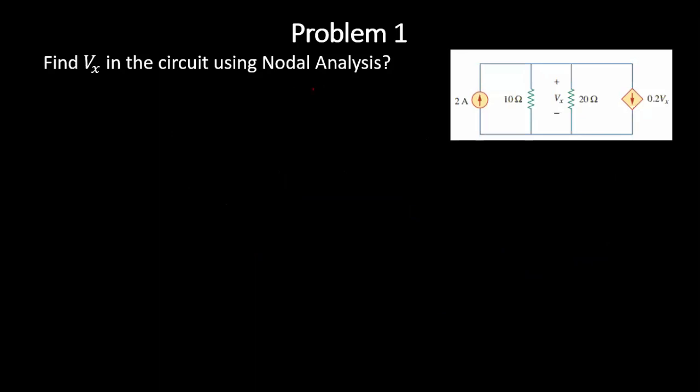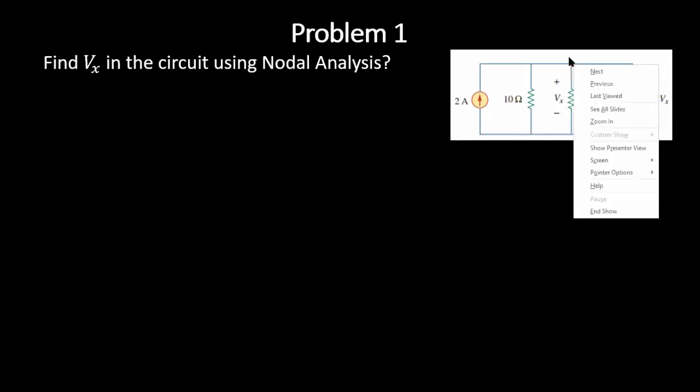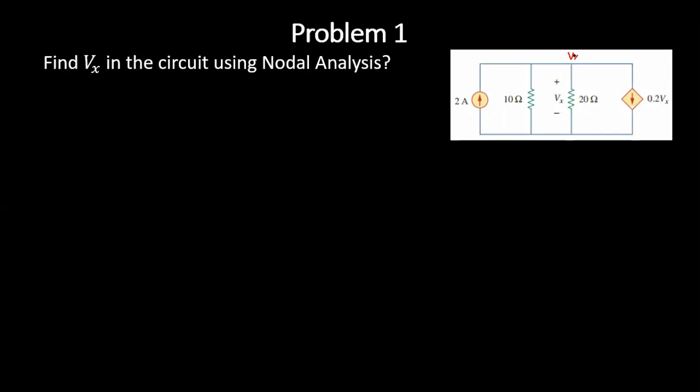Suppose in the first question we have to find the node voltage Vx. If you see the diagram, Vx is the voltage across the 20 ohm resistor. So this particular node has a voltage of Vx. And we all know that it is a single node. There is no drop occurring in this particular line, so the potential is the same here. We have to find this Vx and we have to use nodal analysis.